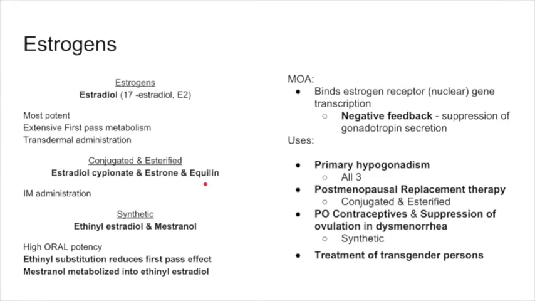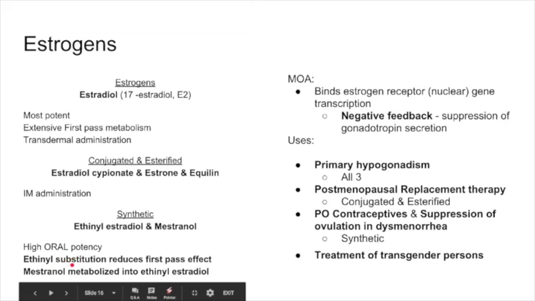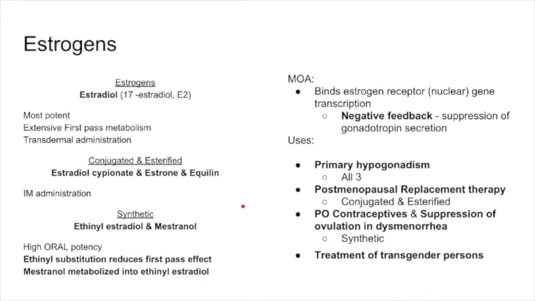Finally, we really got a little crazy, went into the lab and figured out, all right, we can develop ethinyl estradiol and mestranol, and these can be taken with high potency orally and have reduced first pass effect. The idea is that the ethinyl substitution reduces the first pass effect, and the mestranol is actually metabolized into ethinyl estradiol. So, great little discovery.